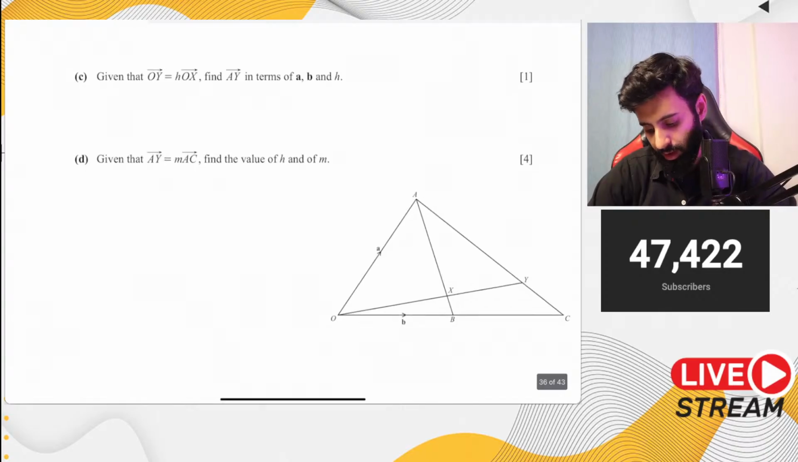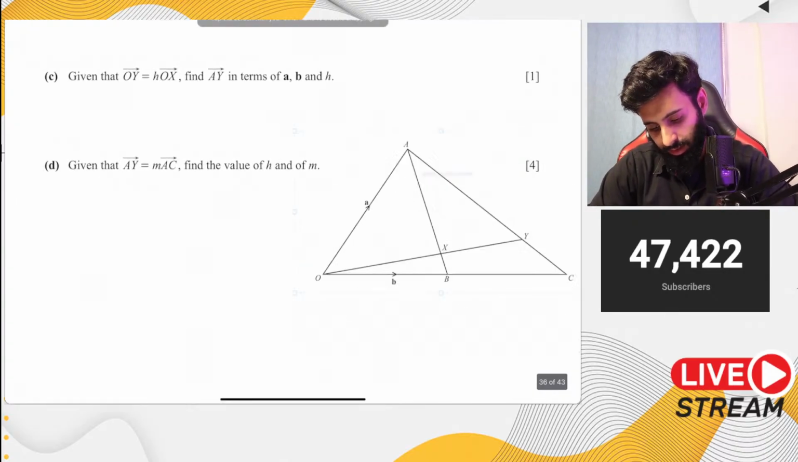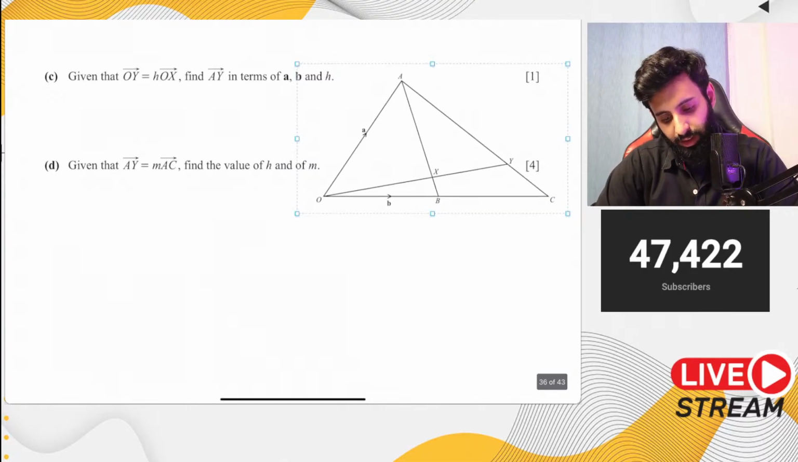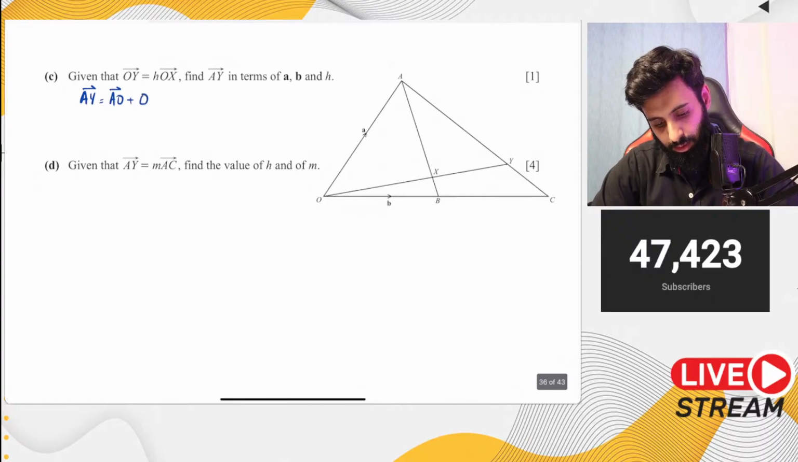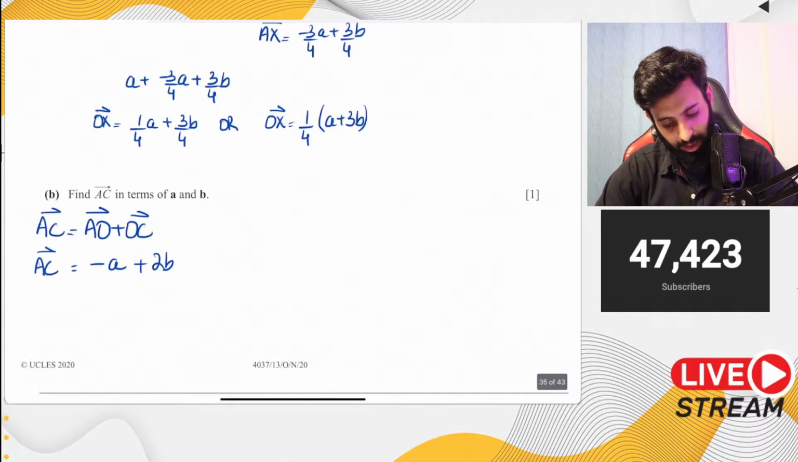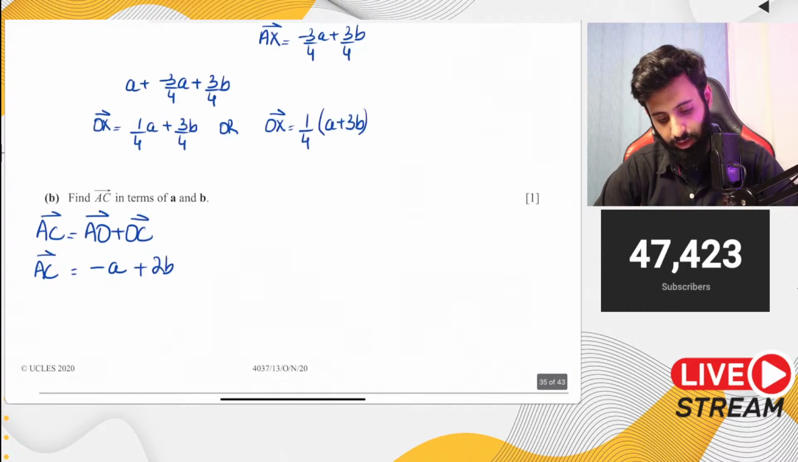Now here it says, given that OY is equal to h times OX, find AY in terms of A and B. So how can I find AY? Here's what I can do. For AY, I can go from A to O and then from O to Y. So AO is minus A, and OY, as the question says, is h times OX. Now what's OX? I believe we've already worked out OX. Yeah, we've already worked it out.